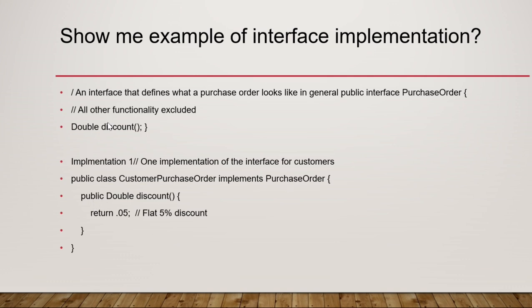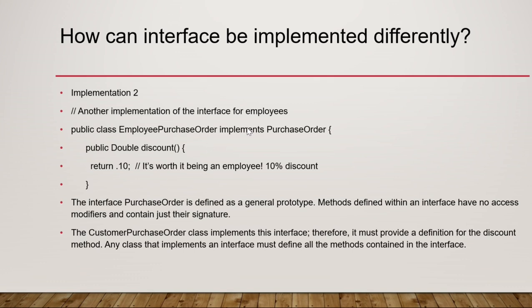So here you are implementing, now you are giving it a body. You are saying public, and what is the discount? Here for customer, it is 0.5 in this class implementation. But for employee purchase order, what you are doing here, see, you are giving a 10% more discount. So this is the key difference.